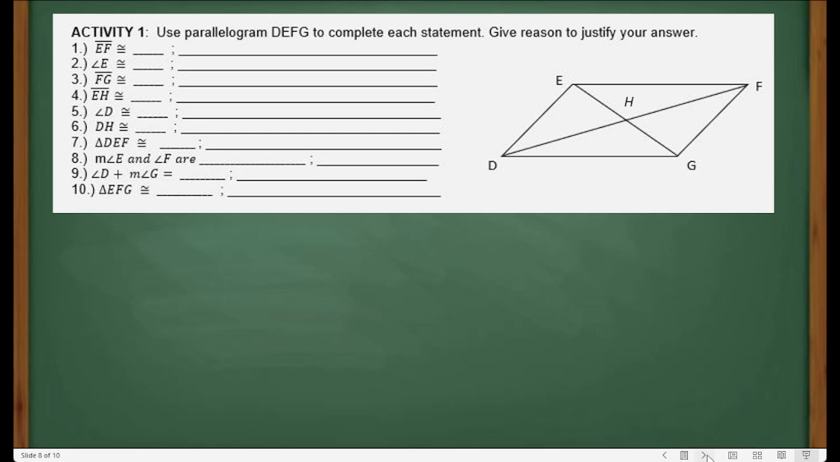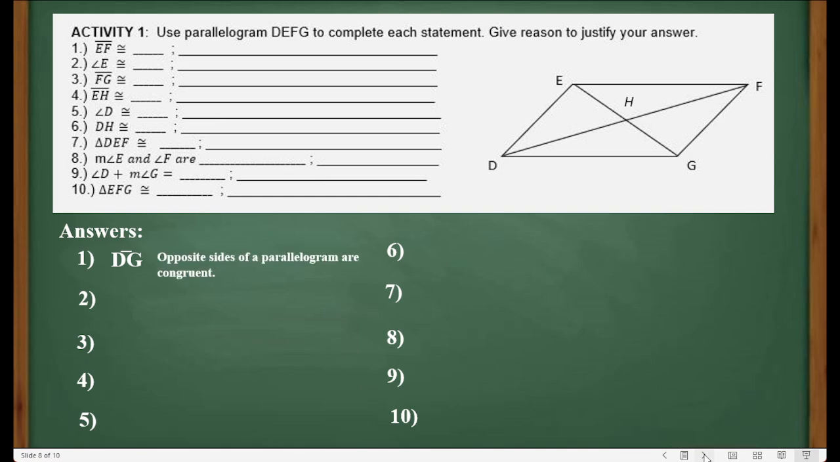Okay, so let us now reveal the answers. I think everyone is done answering the seat work. Here goes. Segment EF is congruent to what segment? Segment DG. And why? Opposite sides of a parallelogram are congruent. Next, angle E is congruent to angle G. Why? Opposite angles of a parallelogram are congruent.